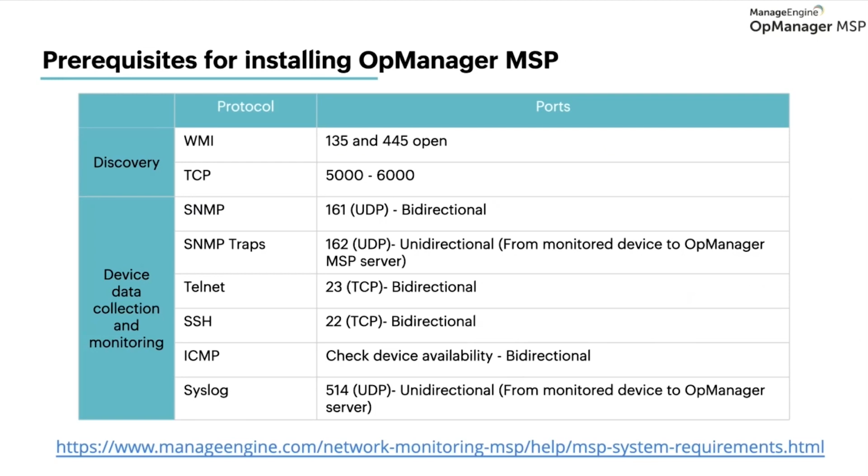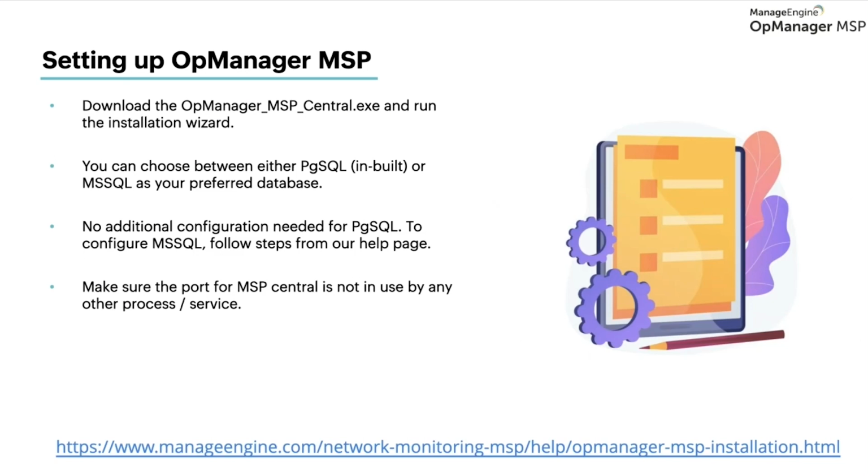So once the hardware and software requirements are met and the required ports are open, you are all set to install OpManager MSP. The first step is to download the OpManager MSP Central exe file from the website and run the installation wizard. Provide your location, and as discussed a few slides back, you can choose either PGSQL or MS SQL as your preferred database. No additional configuration is needed for PGSQL, whereas to configure MS SQL, follow the steps provided in our help page and ensure the port for MSP Central is not in use by any other process or service.